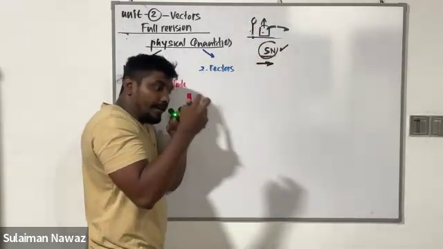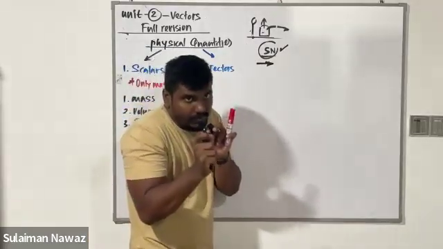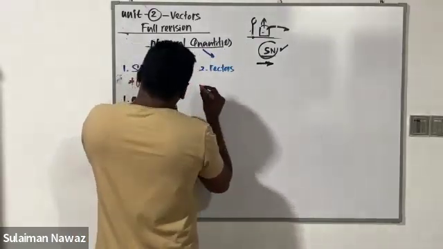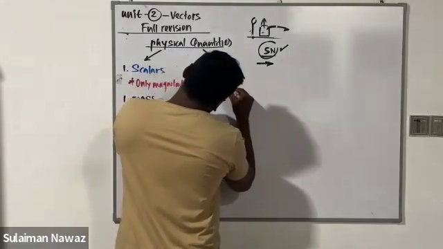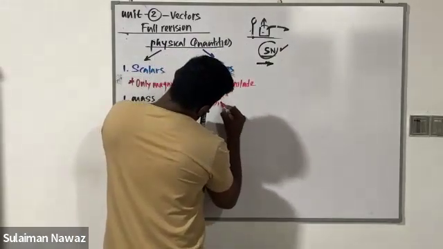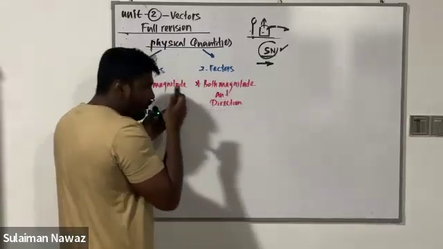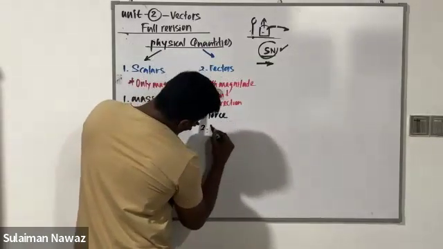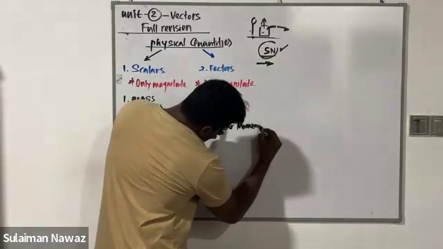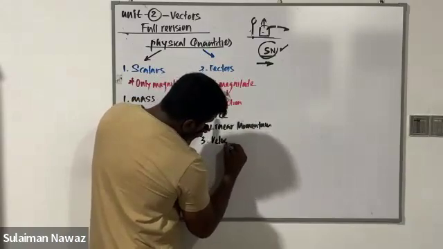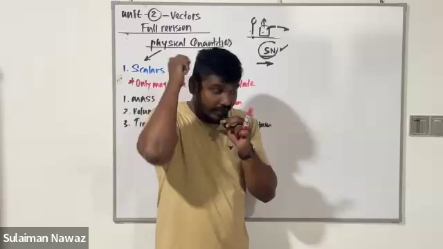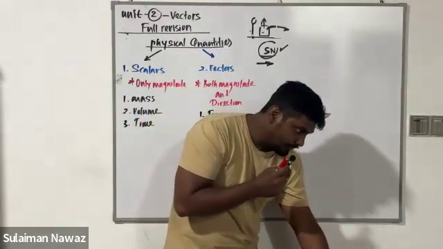So therefore, some physical quantities require both magnitude and direction to describe them properly. Such physical quantities we name as vectors. Vectors have both magnitude and direction. Examples: force is a vector. Linear momentum, velocity, acceleration, all those are vectors. So you understood physical quantity, vector, scalar. Scalars have magnitude only. Vectors have both magnitude and direction. That idea is done.